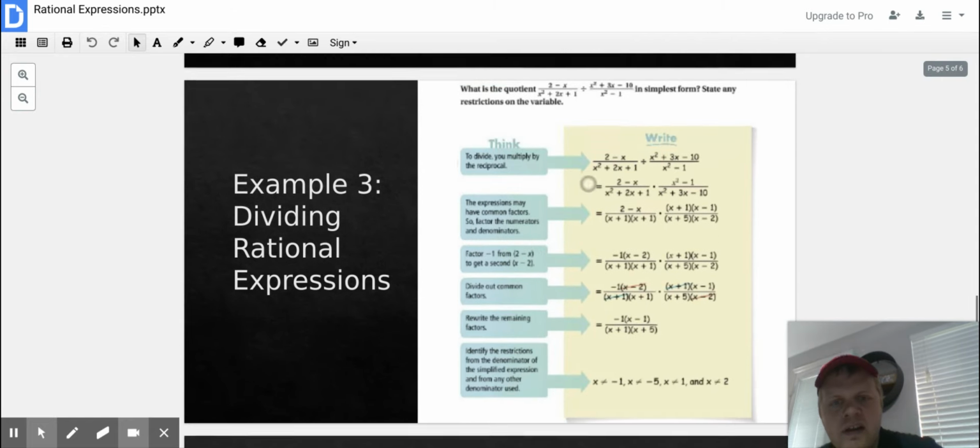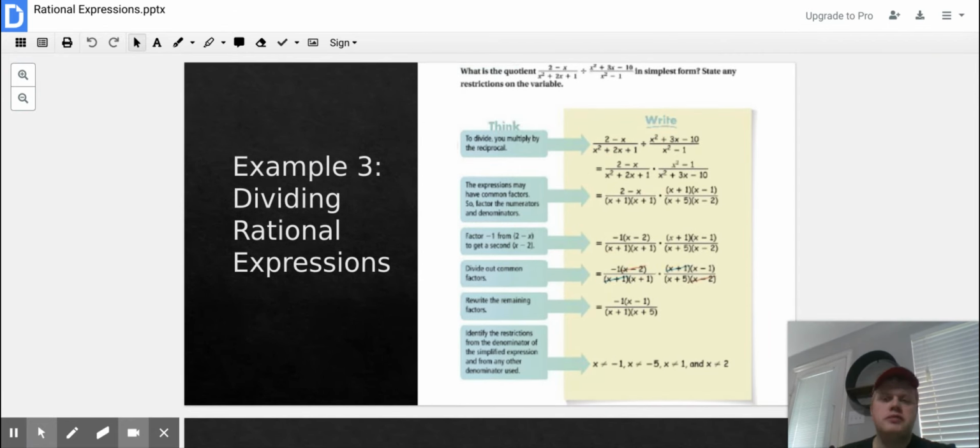All right. And example 3 here, dividing rational expressions. So we saw multiplying. So here's dividing. So whenever we divide, we always want to do our keep, change, flip. We never want to divide fractions. Keep the first fraction the same, change division to multiplication, and flip your fraction. So as you can tell from this first part to the second part here, they kept it the same, they changed division to multiplication, and they flipped it.